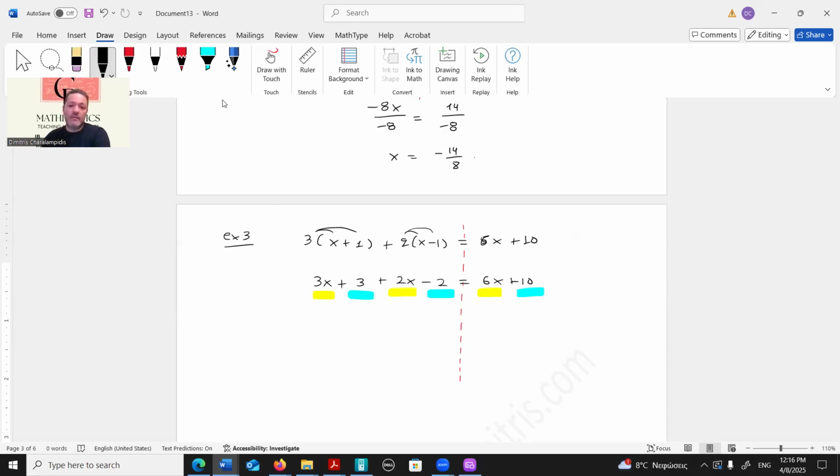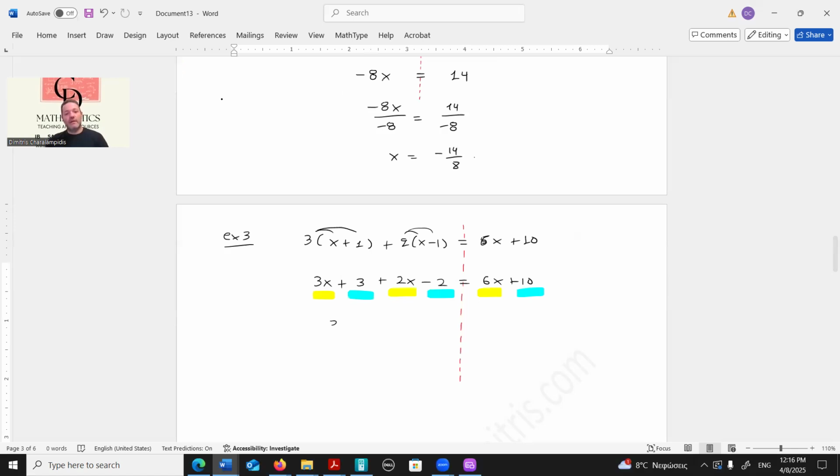Remember that I should gather all variable parts on one side. It's irrelevant to which side. I choose to bring everything on the left. 3x was already there, it stays as it is. 2x was already there, it stays as it is. 6x should move from the right to the left. It's going to be negative 6x equals minus 3 because it moved from the left to the right, plus 2 because it also moved from the left to the right, plus 10.